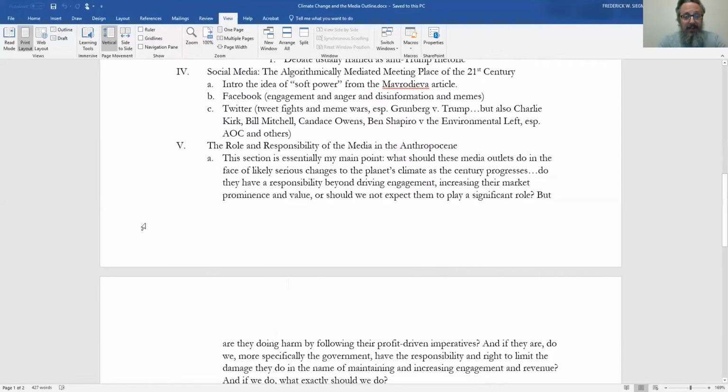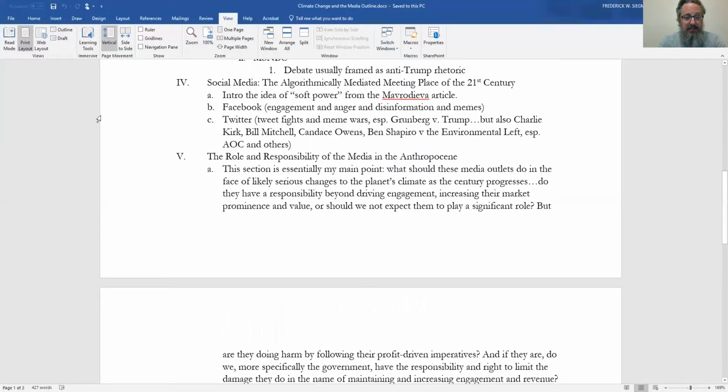Then the next thing, section 4 there, as you can see, is social media, the algorithmically mediated meeting place of the 21st century. So I want to look at social media. I have this article by a bunch of scientists. The main one's name here is Mavro Dieva, who did it. So he's the lead on the article. It's like 6 people. But they have this idea of how media is soft power in affecting discourse on climate change. So I'm going to talk about that.